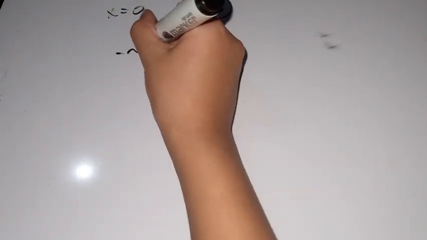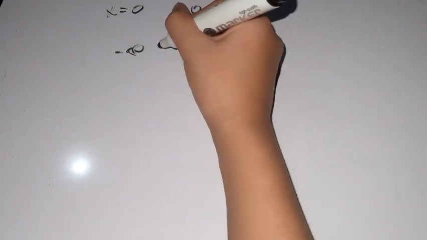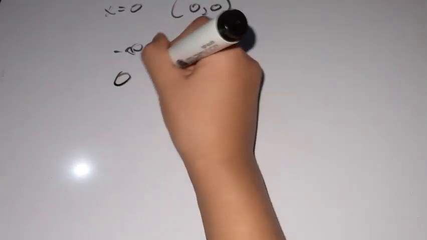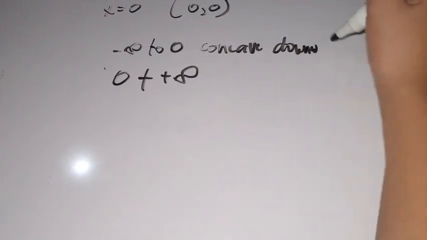Now the intervals given are from negative infinity to 0 and 0 to positive infinity. So negative infinity to 0 is concave downward. And 0 to positive infinity is concave upward.